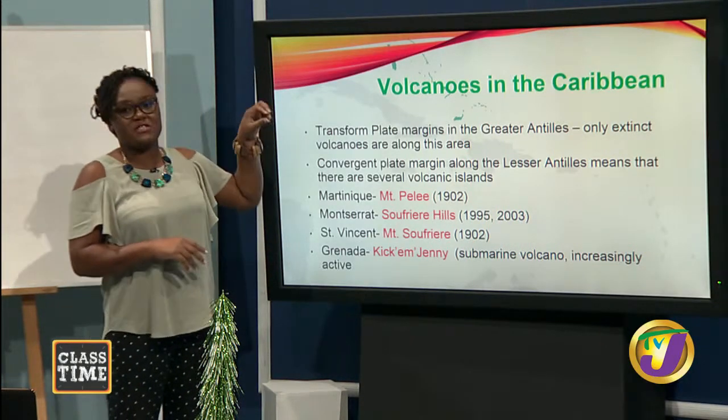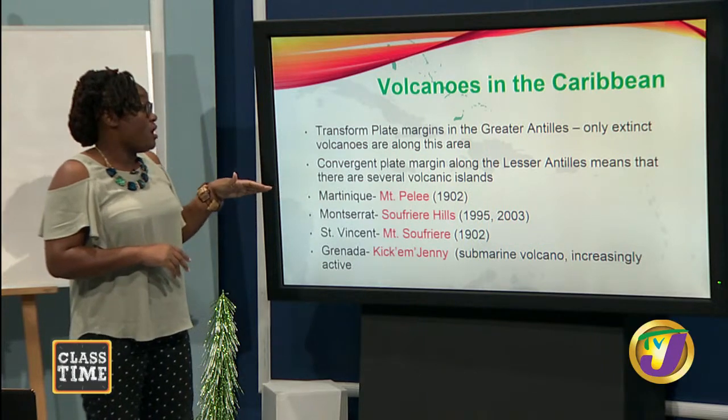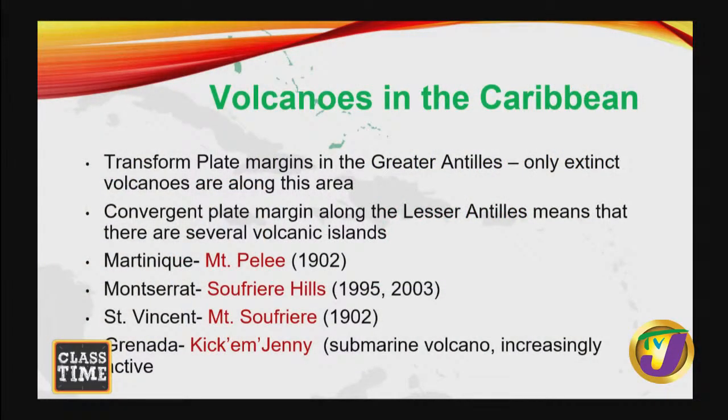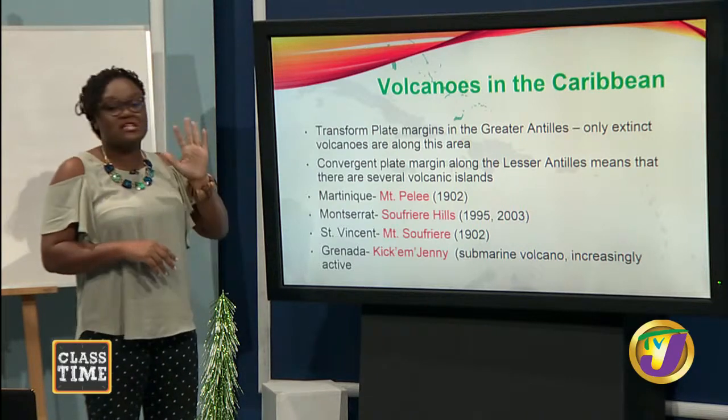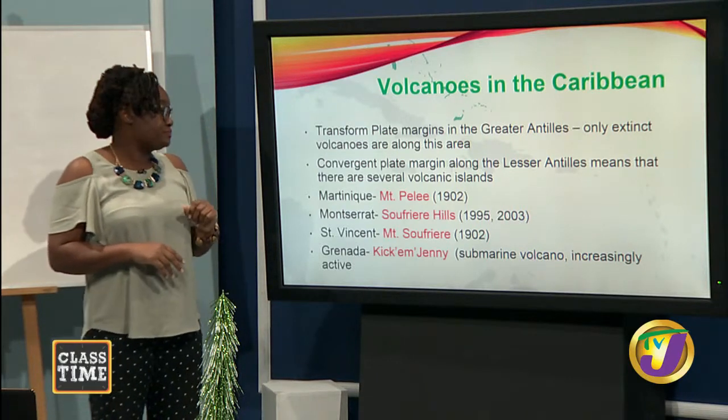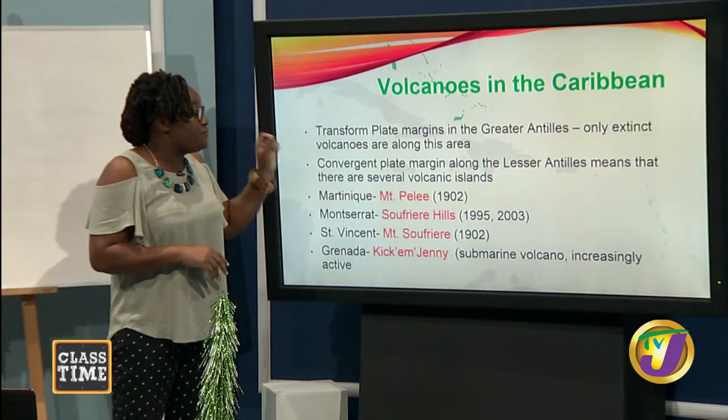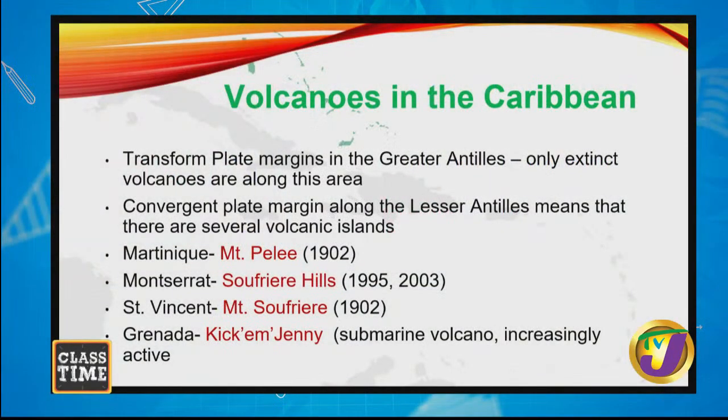Now, let's look at some very specific volcanoes in the Caribbean. All right, so we have a transform plate margin in the Greater Antilles, but only extinct volcanoes are said to be along this area, or dormant volcanoes. So we don't have much activity in the Greater Antilles area. But there is a convergent plate margin along the Lesser Antilles, and this gives rise to a number of volcanoes along a certain path.